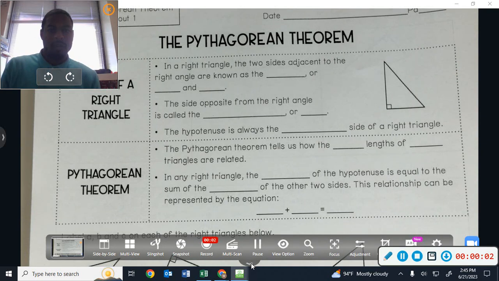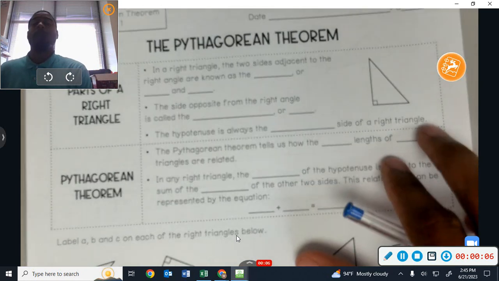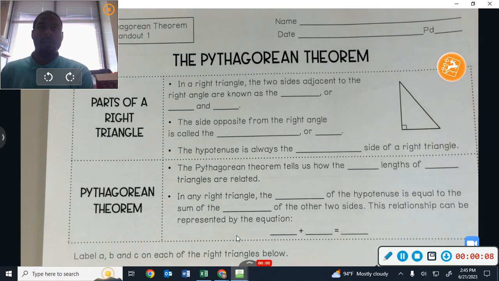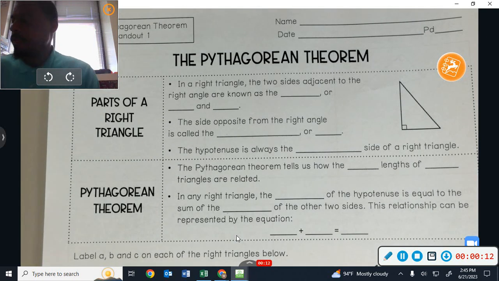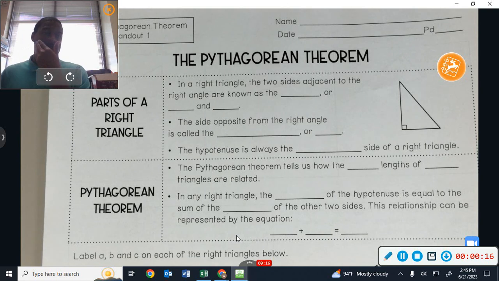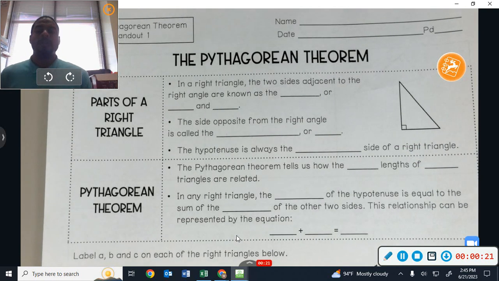Alright, so we are going to learn the Pythagorean Theorem. Now this has been a skill that I feel like is strong for us. First we're going to go over parts of a right triangle, then we're going to go over the actual theorem. The Pythagorean Theorem is used for right triangles only to identify if it is a right triangle. We can also use it to find out if it's not a right triangle. So those are some things that we use the Pythagorean Theorem for.